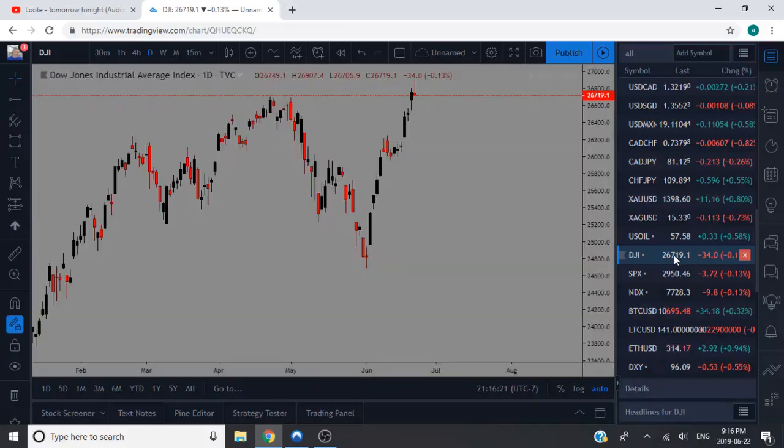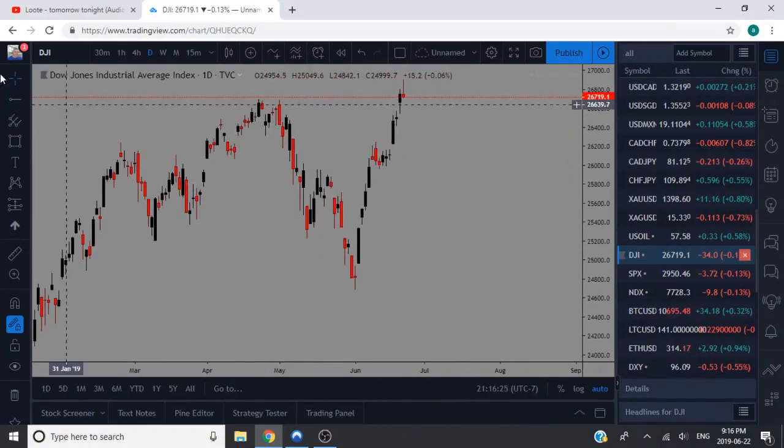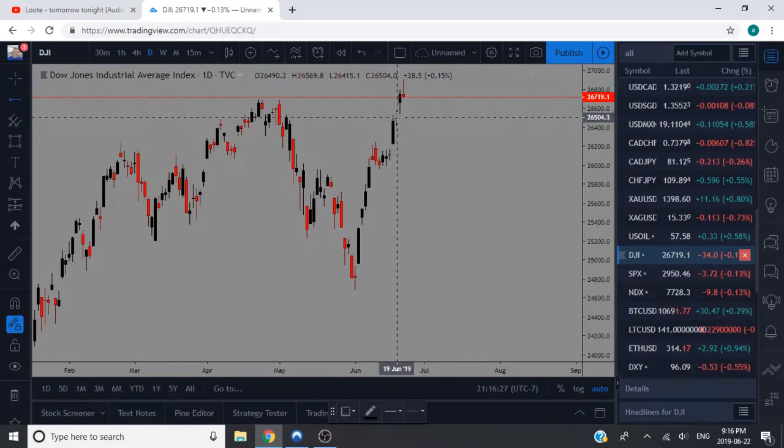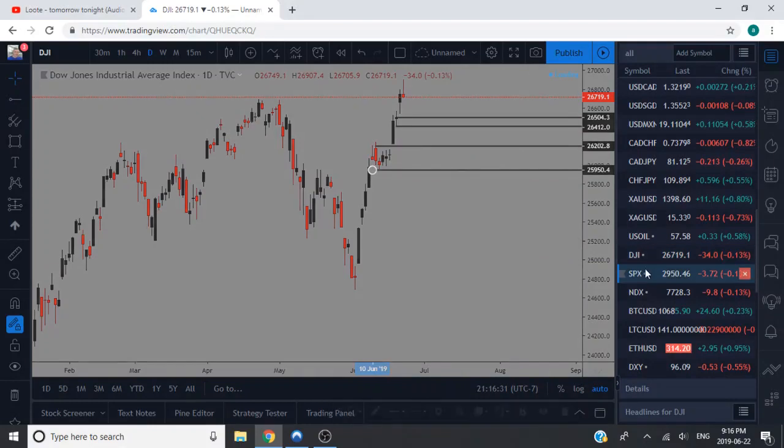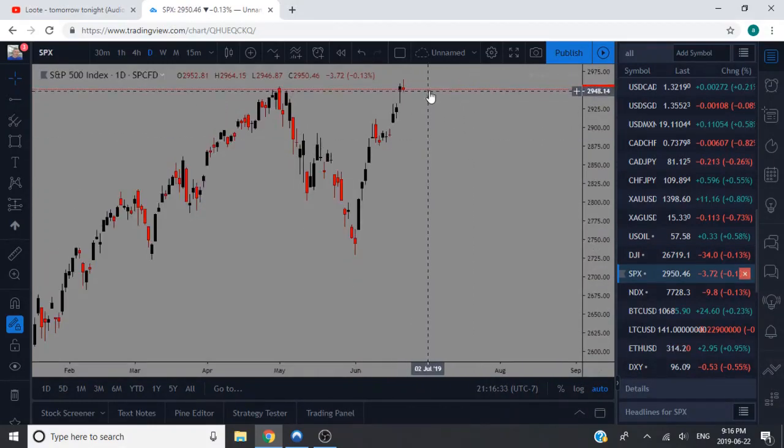Let's check out the Dow Jones. You created new highs. Scary. So looking for demand down here and demand here. Same with every one of these things. They all broke them. Demand, demand.